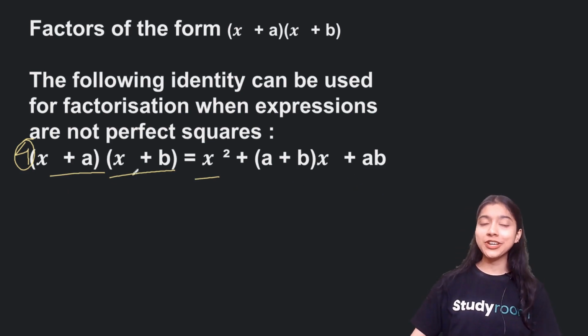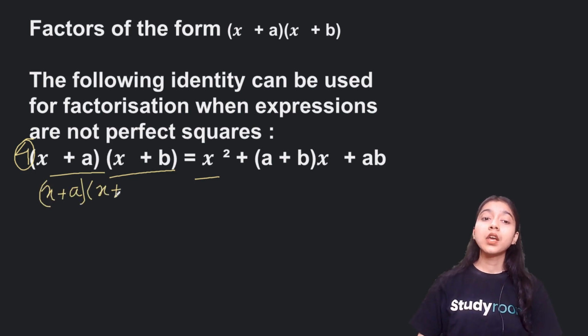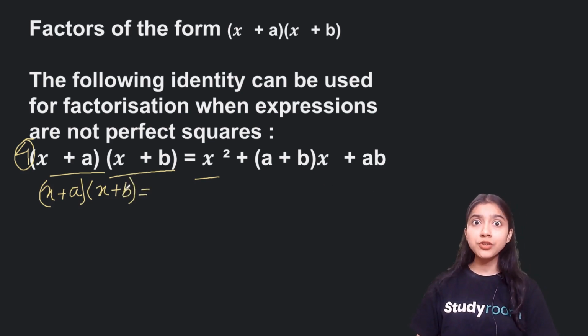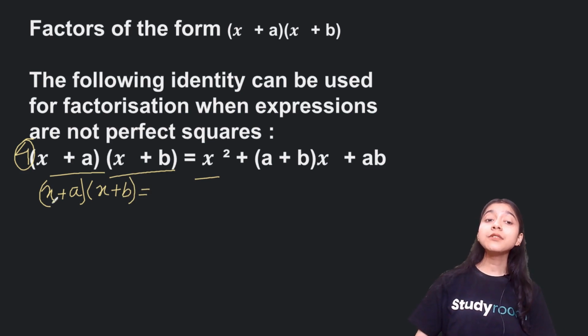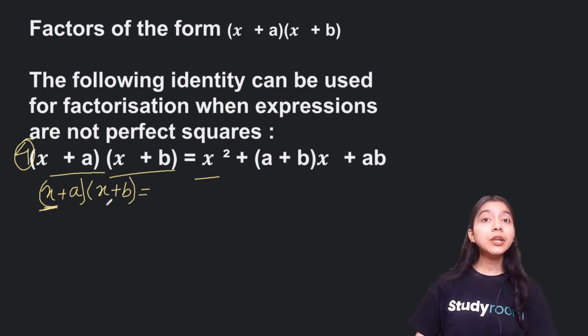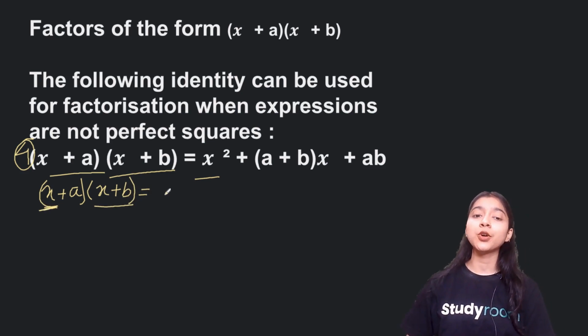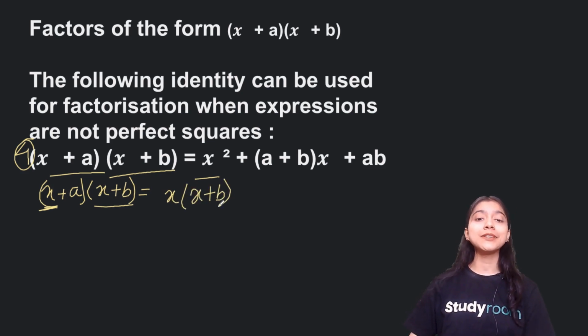Now let's prove it. So we have x plus a whole multiplied with x plus b. What is this? This is just a binomial multiplication. I have already taught you this. So to solve this, we have to take the first term and then multiply it with the entire second binomial. That is x multiplied with entire second binomial x plus b.